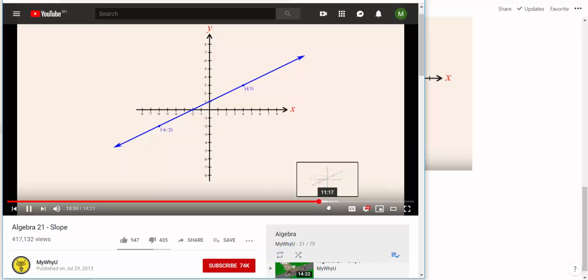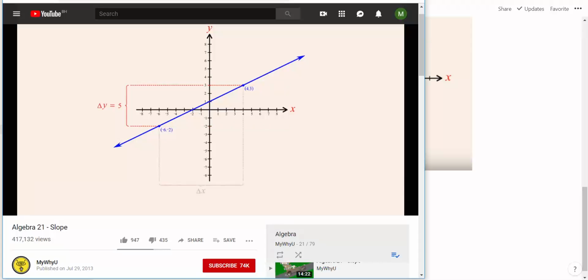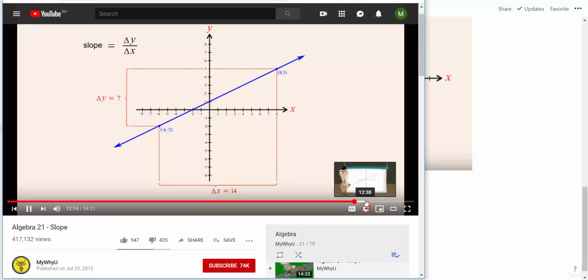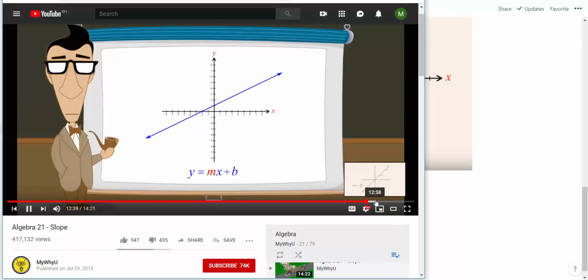Once again, delta y is the y-coordinate of the right point minus the y-coordinate of the left point, or 3 minus negative 2, which is the same as 3 plus 2, or 5. And delta x is the x-coordinate of the right point minus the x-coordinate of the left point, or 4 minus negative 6, which is the same as 4 plus 6, or 10. So the slope, delta y over delta x, is 5 divided by 10, or 1/2.